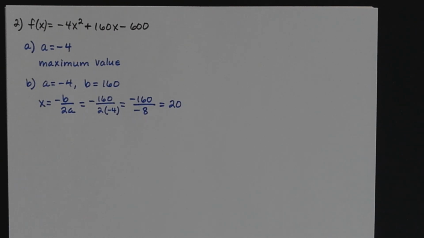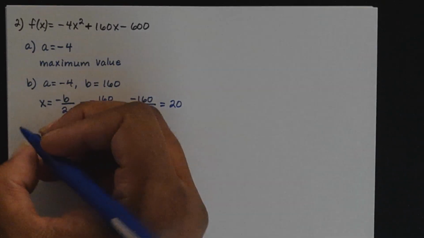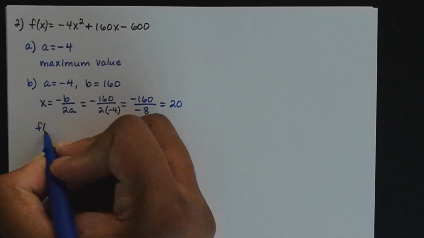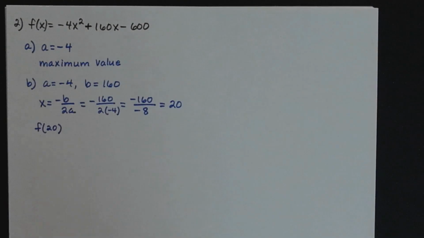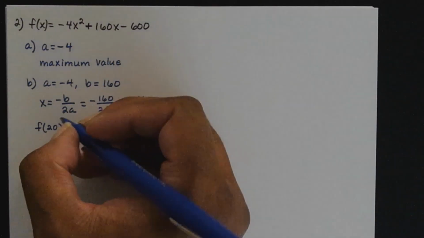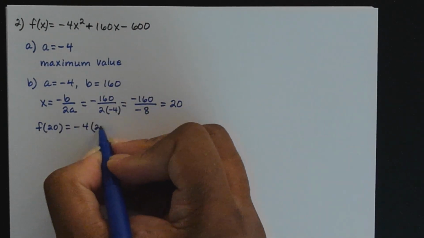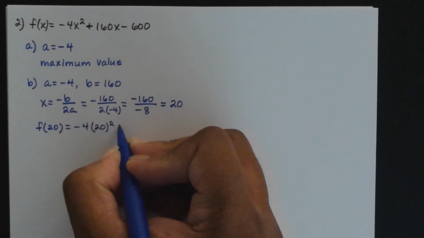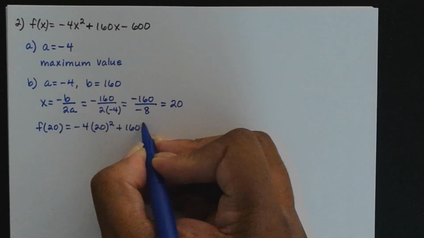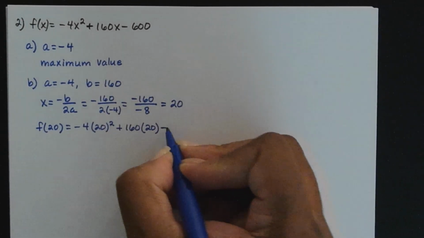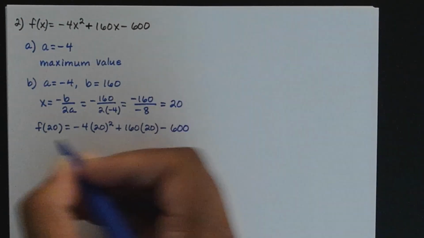So now let's go ahead and find out what that maximum value is going to be. So we're going to substitute 20 in for x in our f of x function. So f of 20 will be this. Negative 4 times x, which is 20, and that's squared, plus 160 times x, which is 20, minus 600.